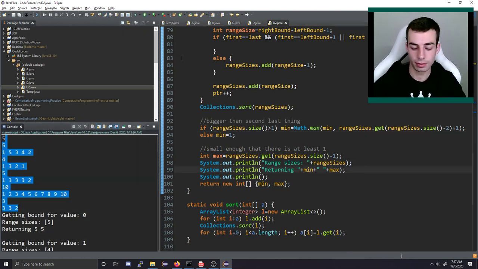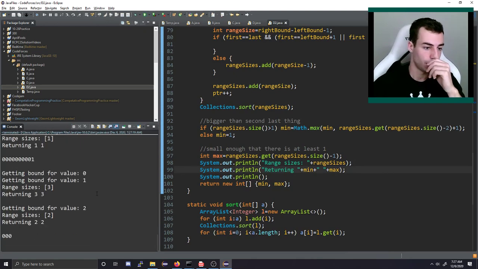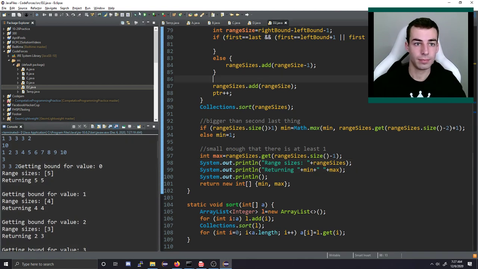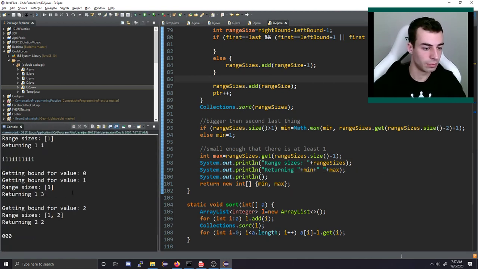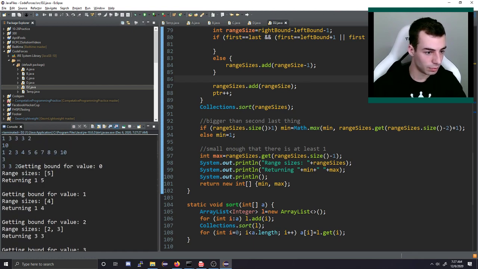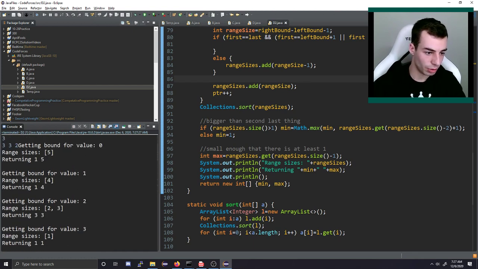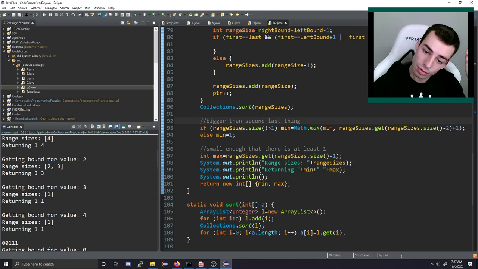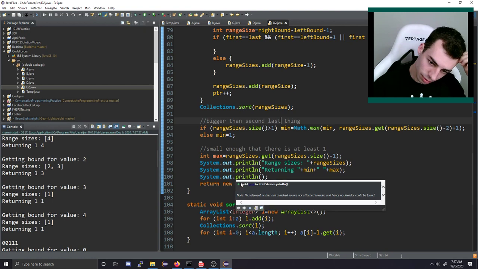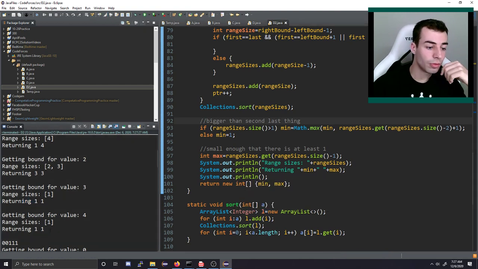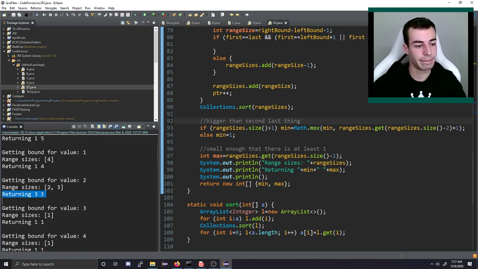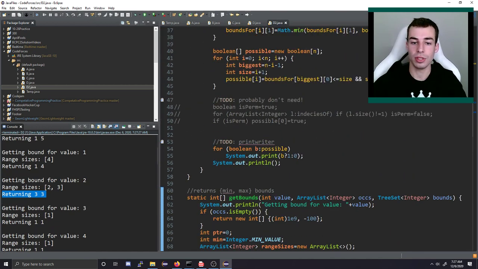This is fun. 1 to 5, 1 to 4, 3 to 3. It shouldn't be 3 to 3. It should be 3 to something else. Yeah, it is 3 to 3 actually. 1 to 1, 1 to 1. Okay, so we do need a special case of this.